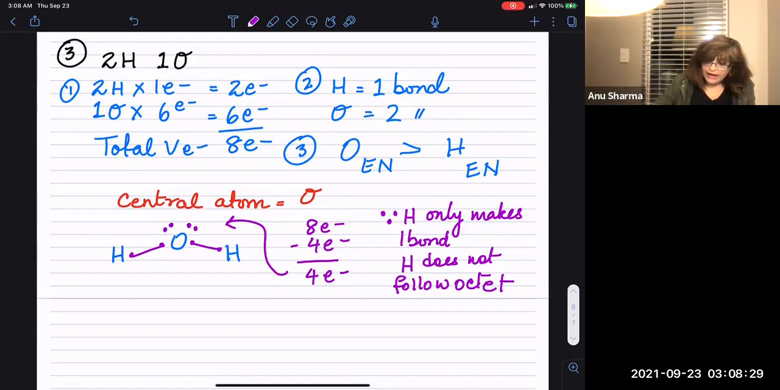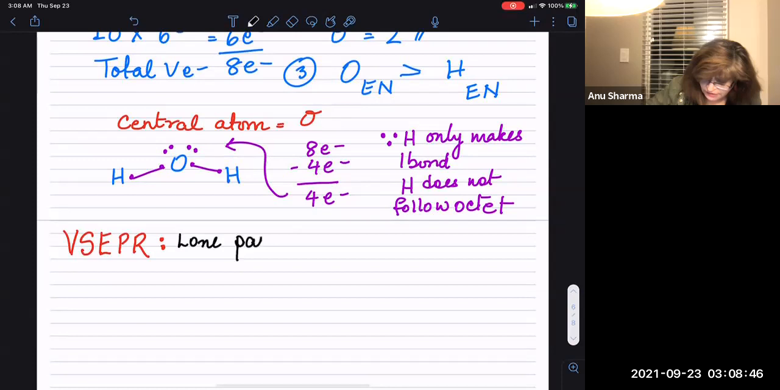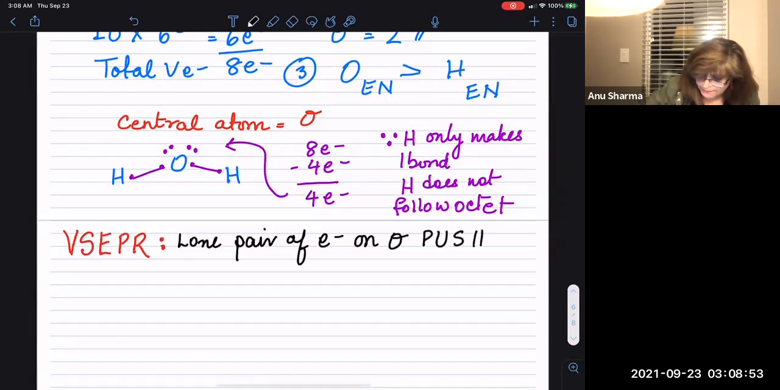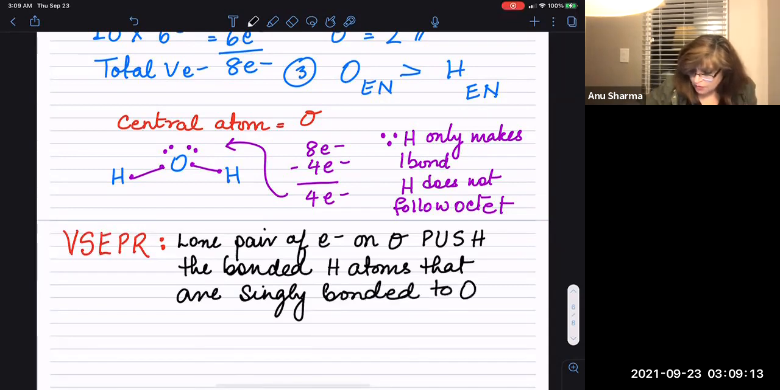And at an angle. Why? So keep this in mind that once again, VSEPR theory, valence shell electron pair repulsion theory, states that the lone pairs of electrons on oxygen push the bonded hydrogen atoms that are singly bonded to oxygen. So they get pushed. And at what angle does this happen?